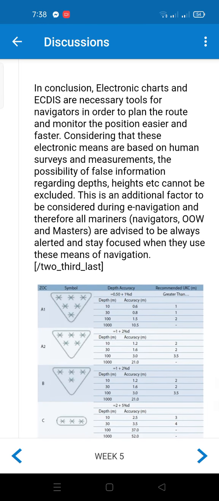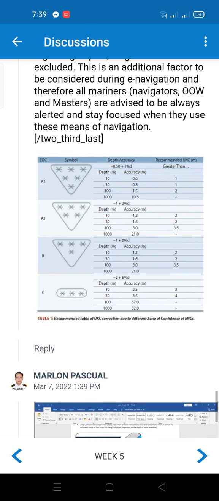In conclusion, electronic charts and ECDIS are necessary tools for navigators in order to plan their routes and monitor the position easier and faster. Considering that these electronic means are based on human survey and measurements, the possibility of false information regarding depths, heights, etc. cannot be excluded. This is an additional factor to be considered during e-navigation, and therefore all mariners are advised to be always alert and stay focused when they use this means of navigation.